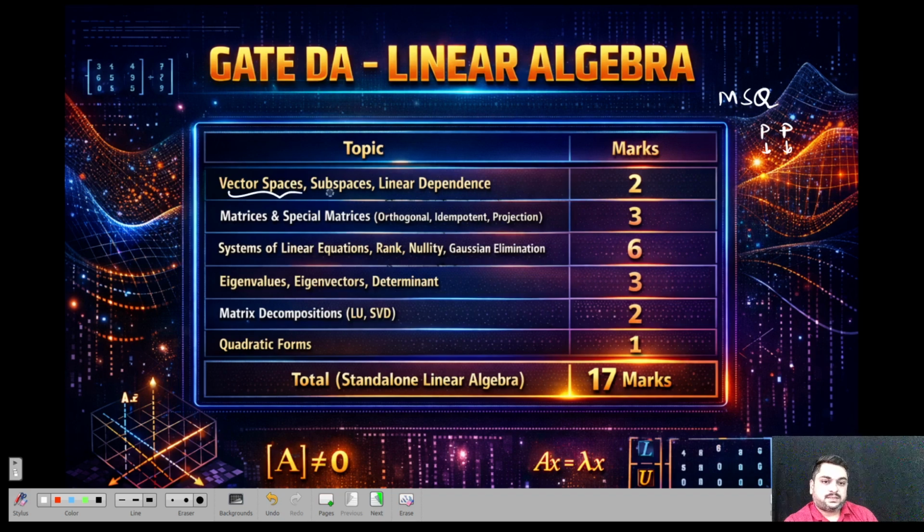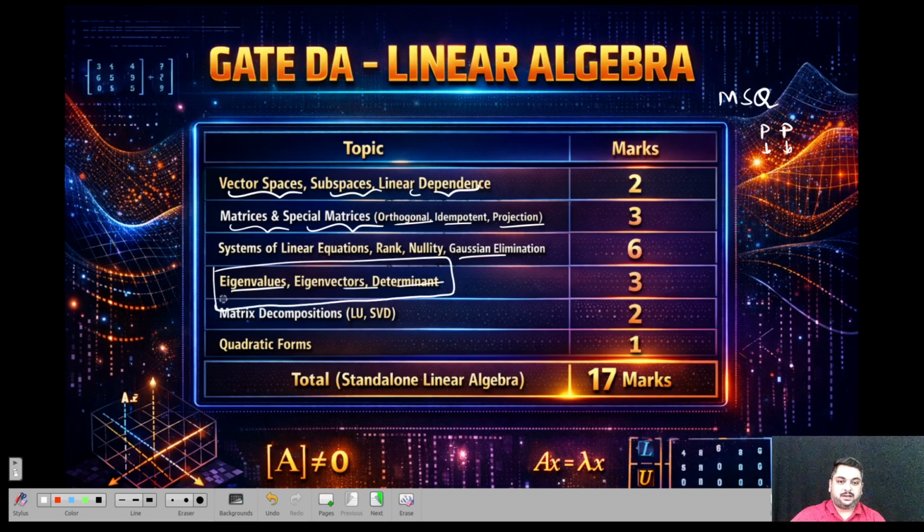Vector spaces, subspaces, and linear dependence. Matrices: special matrices, such as orthogonal, normal, idempotent, and projection. Definitely you'll get questions on this, mostly MSQ questions. Then system of linear equations, rank nullity theorem, Gaussian elimination, and row echelon forms. And then eigenvalues, eigenvectors, and determinant. For this one topic, how many properties you understand and how many practice problems you solve matters, because it is required for this, and for this.